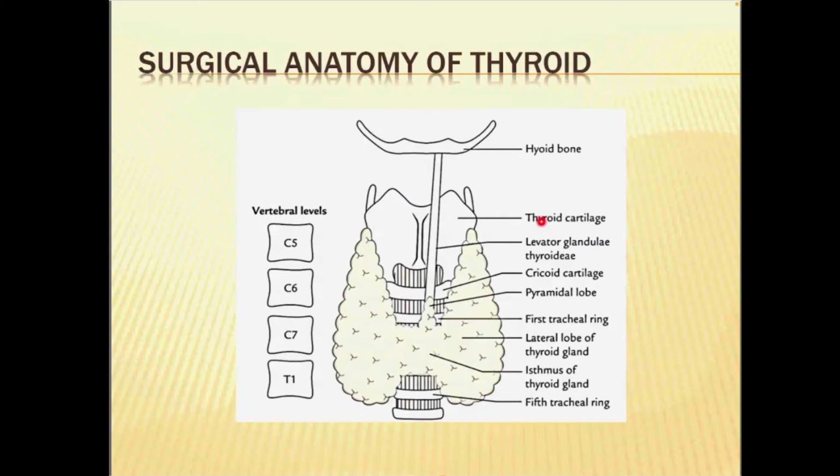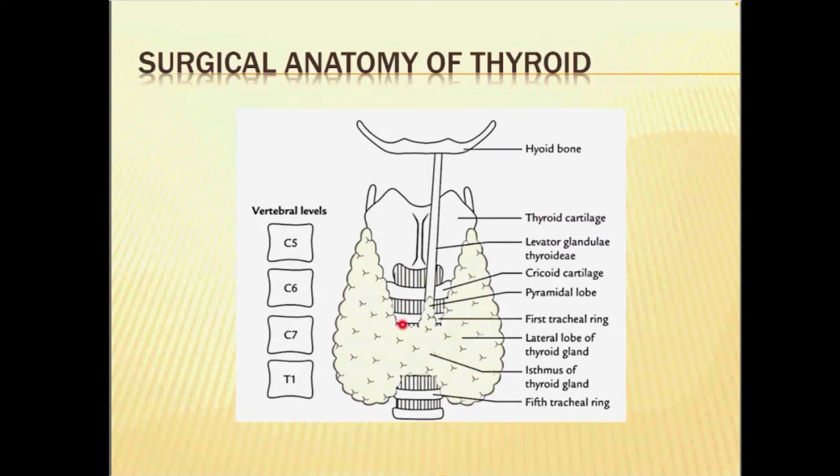And of course, the thyroid gland itself is divided into lobes: right lobe, left lobe, and isthmus of thyroid. An additional lobe, also called the pyramidal lobe, extends from the isthmus of thyroid. So there are right lobe, left lobe, isthmus, and pyramidal lobe. The extension to the tracheal rings is also important.